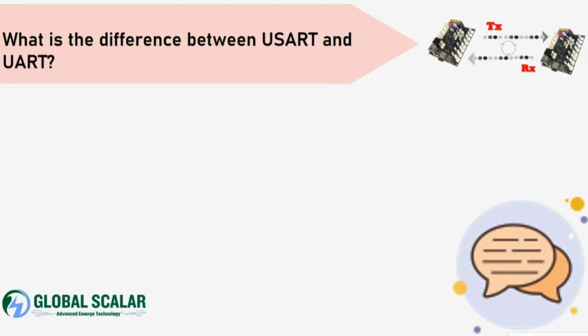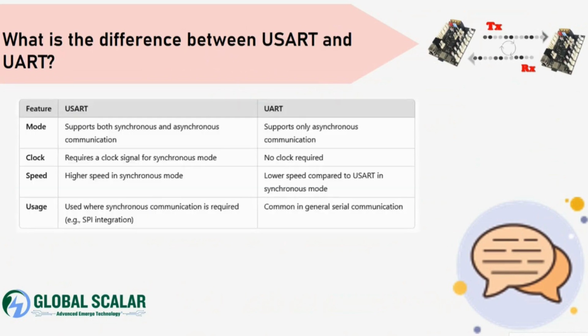What is the difference between USART and UART? USART supports both synchronous and asynchronous mode. UART supports only asynchronous communication. USART requires a clock signal for synchronous mode. UART, no clock signal is required. USART has a higher speed in synchronous mode. UART has a lower speed compared to USART in synchronous mode. USART is used where synchronous communication is required, and UART is common in general serial communication.